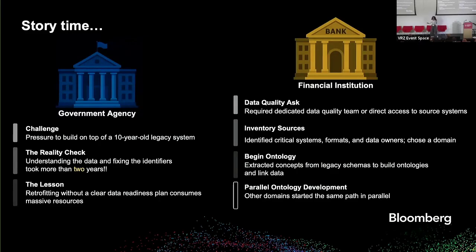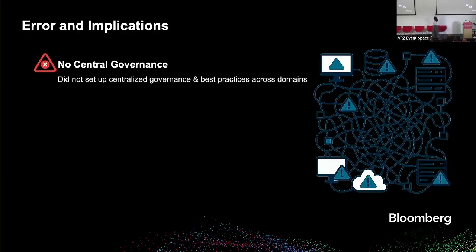So we did that. We started building the ontology. We took one specific domain, and it was going well. And then it was still going so well that other teams in different parts of the organization said, oh, we're going to start doing the same thing. So they started building. What happened?